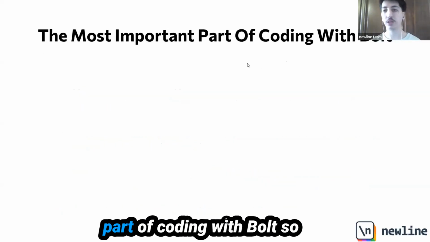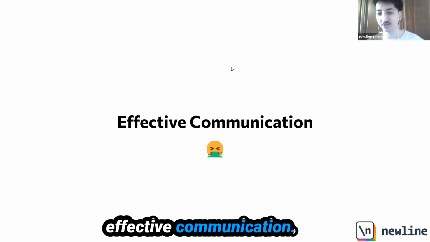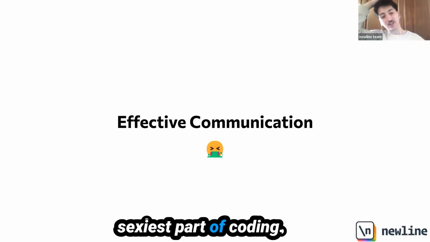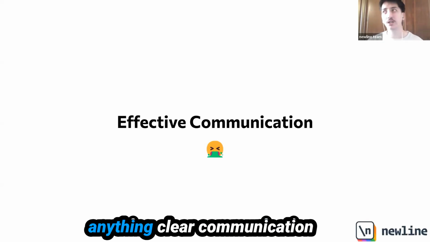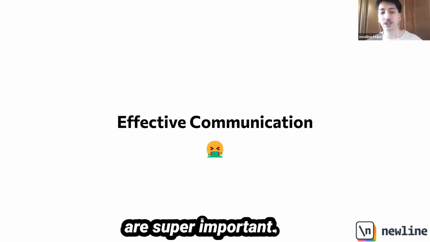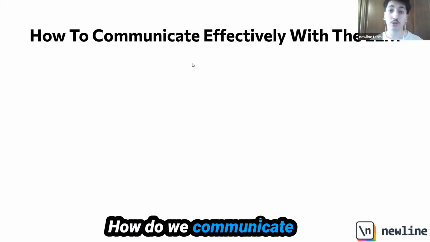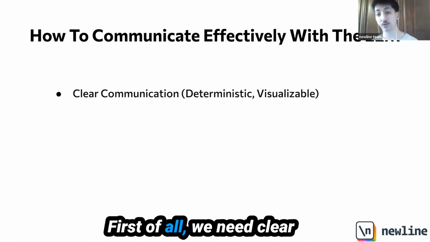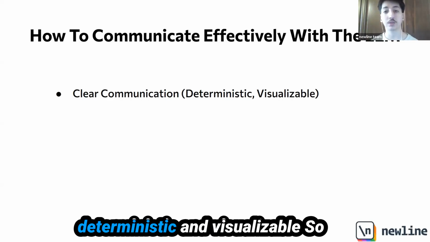So the most important part of coding with Bolt is effective communication. Now I know this is not the sexiest part of coding, but when working with an LLM for anything, clear communication and effective communication are super important. So how do we communicate effectively with the LLM? First of all, we need clear communication, which is deterministic and visualizable.